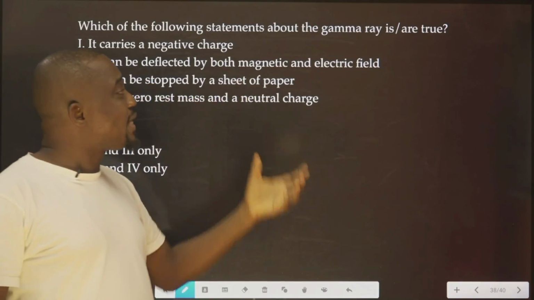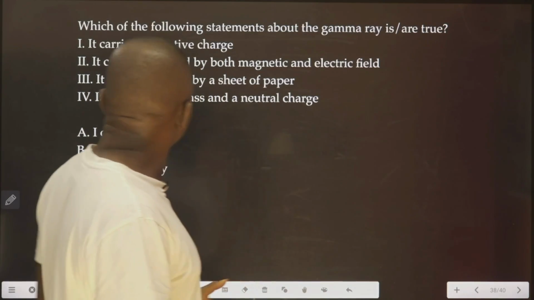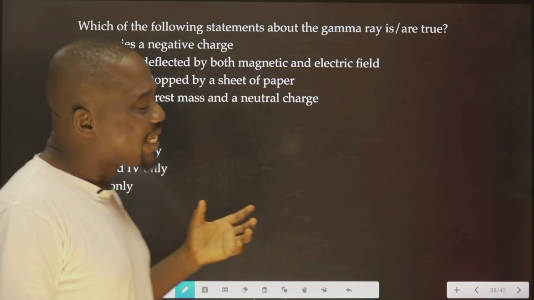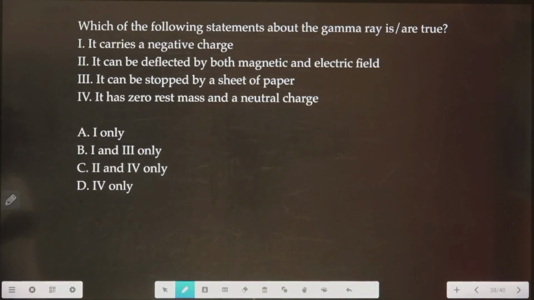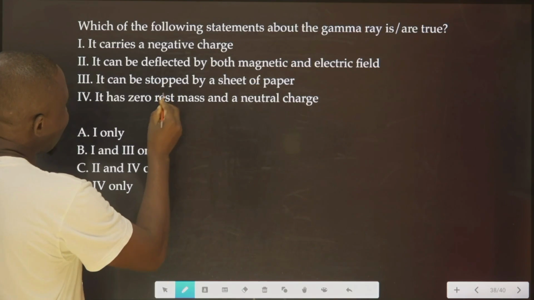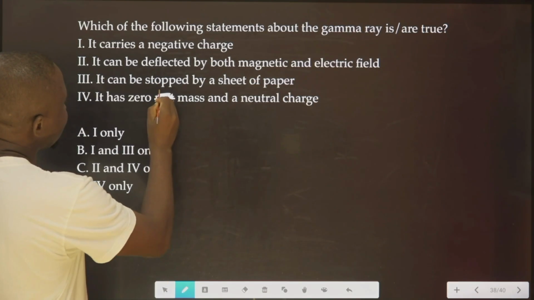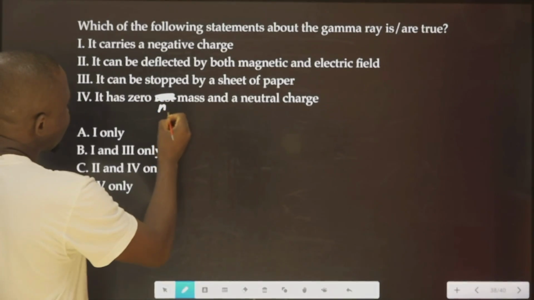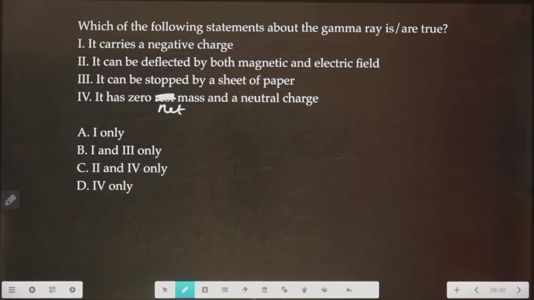Which of the following statements about gamma ray is or are true? It carries a negative charge. No, it doesn't. It can be deflected by both magnetic and electric field. No. It can be stopped by a sheet of paper. No. It has zero net mass. This is net, please. Net mass. And a neutral charge. So therefore, this is the answer.